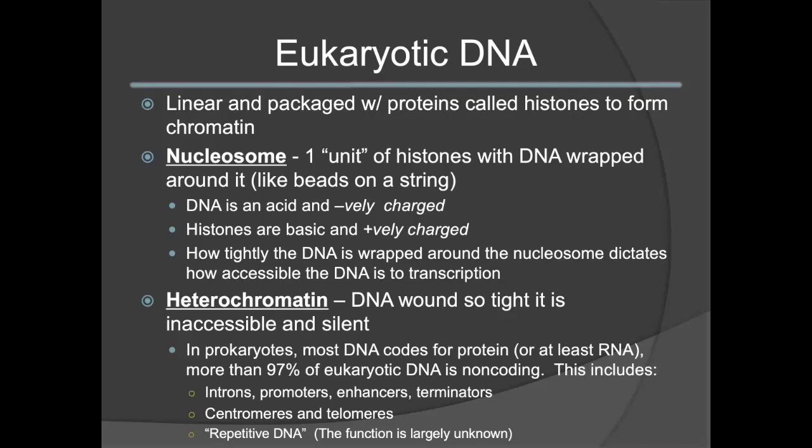In prokaryotic cells, most of the DNA will code for proteins, or at least will be coding for RNA molecules. However, in eukaryotic cells, we know that almost 97% of eukaryotic DNA is considered to be non-coding. However, this can include many different important regions of the DNA, such as introns, promoter regions, enhancer regions, terminator regions, centromeres and telomeres, as well as repetitive DNA sequences, the function of which is yet unknown.